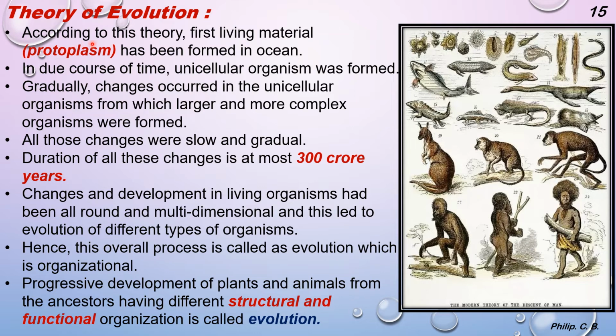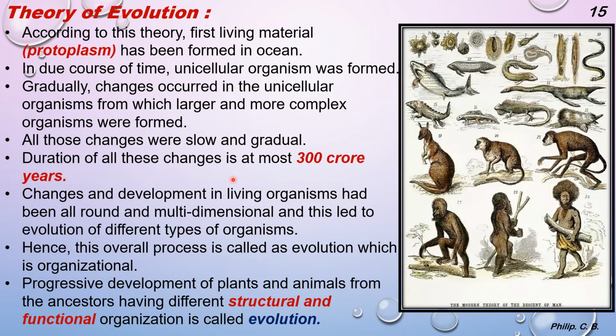Now, first point, according to this theory, first living material, that is protoplasm, was formed in the ocean. In due course of time, a unicellular organism was formed, that is the organism with a single cell, right? Gradually, changes occurred in the unicellular organism from which larger and more complex organisms were formed. So, from unicellular, the multicellular and complex organisms were formed. All those changes were slow and gradual, meaning over a long period of time.